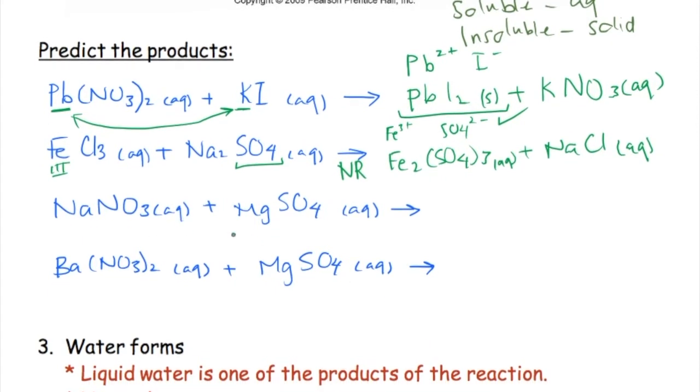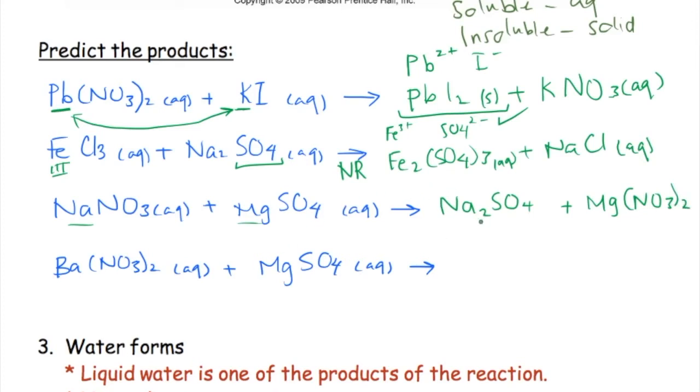A third example. Sodium nitrate, magnesium sulfate. Now we're going to exchange the cations. So sodium is going to go with the sulfate. Sodium is 1 plus, sulfate is 2 minus. So the sulfate gave the sodium a 2, and the sodium gave the sulfate a 1, which we're not going to write. So sodium sulfate plus, we're going to put the magnesium with the nitrate. So Mg is 2 plus, nitrate is NO3 minus. So the Mg is going to give the NO3 a 2.